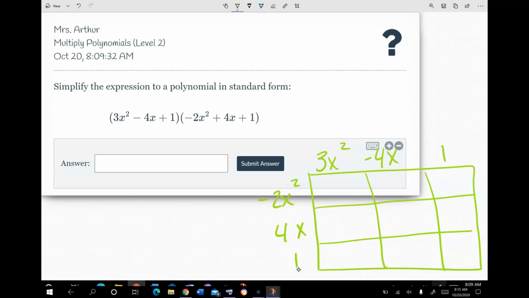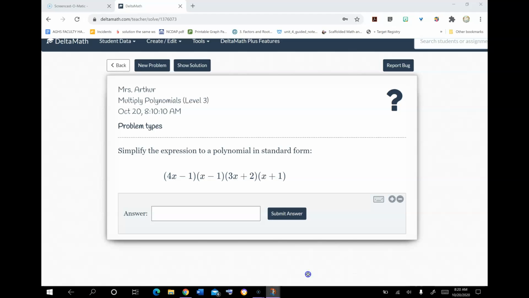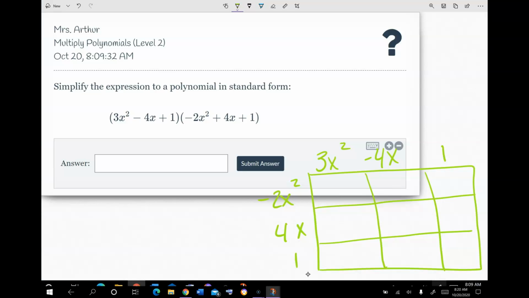3x squared times negative 2x squared. So I'm going to multiply. So 3x squared times negative 2x squared is going to be negative 6x to the 4th. And then negative 4x times negative 2x squared is going to be positive 8x cubed. And then 1 times negative 2x squared is going to be negative 2x squared.